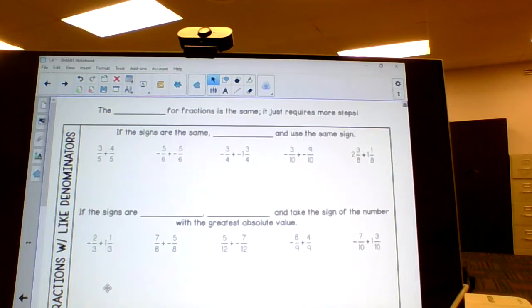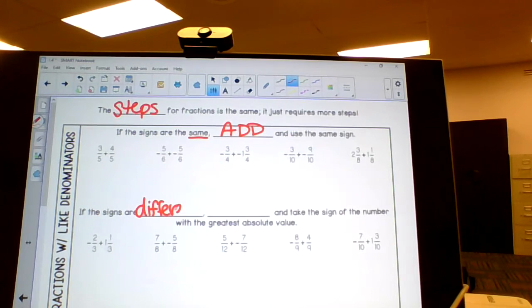Okay. So, the steps for fractions are still the same. If the signs are the same, add and keep. If signs are different, what do I do? Subtract.